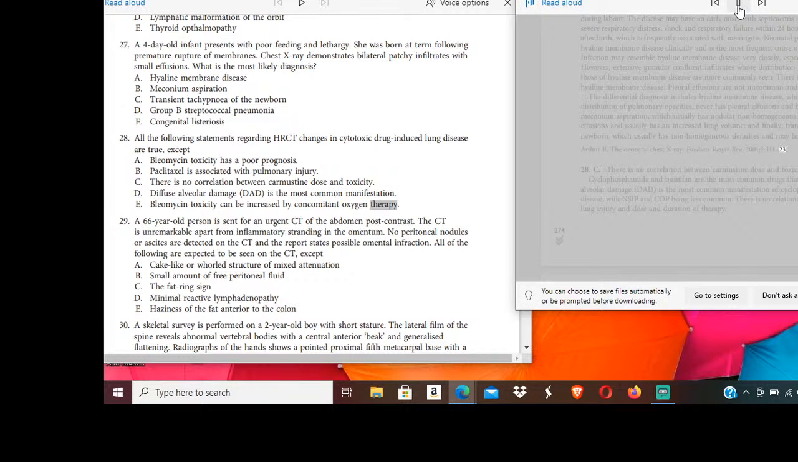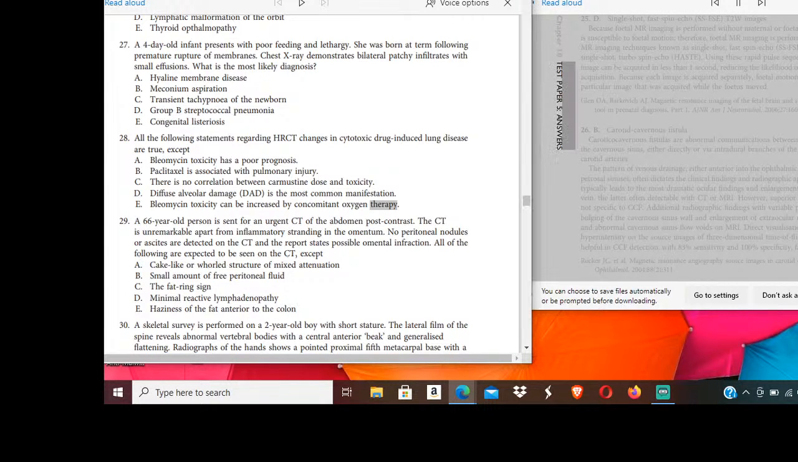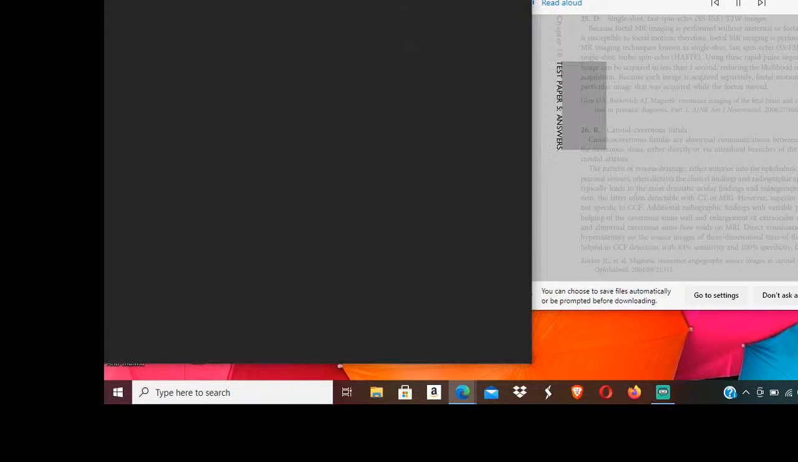28. C. There is no correlation between carmustine dose and toxicity. Cyclophosphamide and busulfan are the most common drugs that cause lung injury. Diffuse alveolar damage, DAD, is the most common manifestation of cyclophosphamide-induced lung disease, with NSIP and COP being less common. There is no relationship between development of lung injury and dose and duration of therapy.